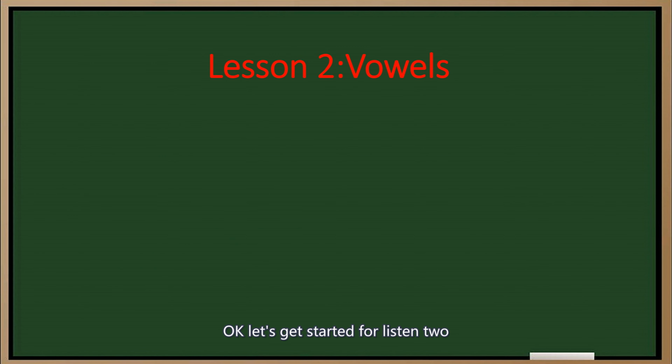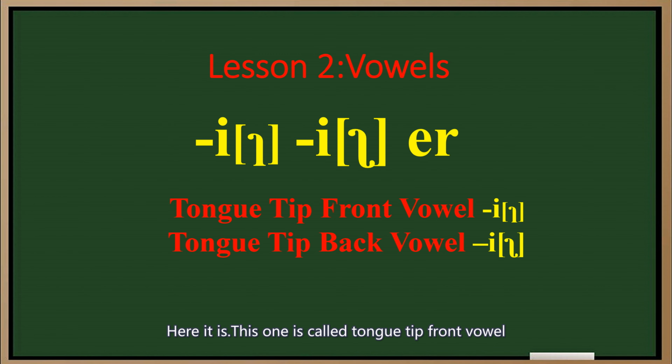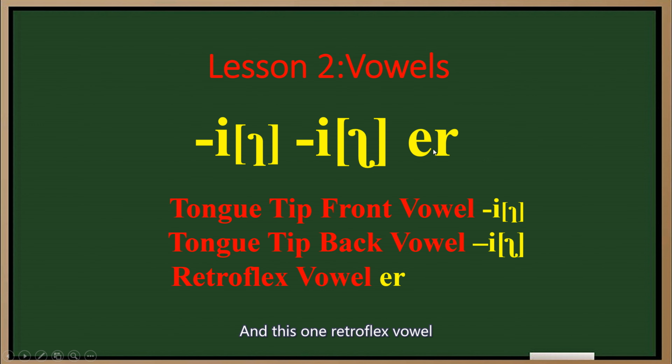Okay, let's get started. For lesson 2, we will learn 3 more vowels. Here it is. This one is called tongue tip front vowel. Okay, this is the IPA. This one, tongue tip back vowel. And this one, retroflex vowel.